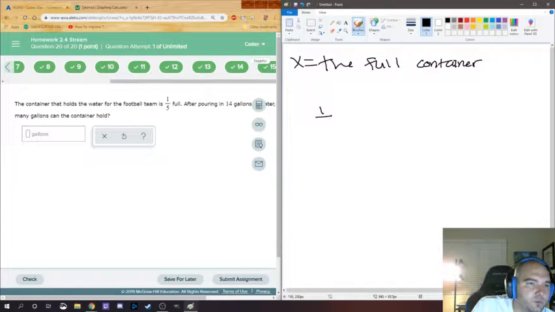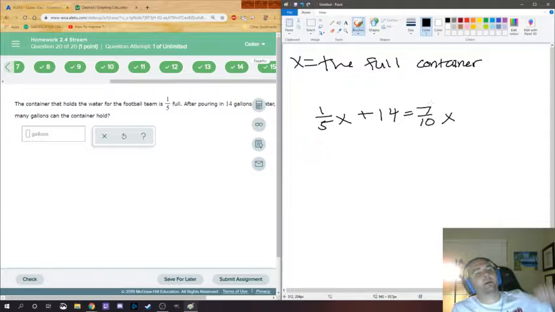So what we're saying is this: 1/5 of the full container, so 1/5 of x, plus the 14 gallons of water they add, makes 7/10 of a full container. So that's the setup on that one. So 1/5 times x, plus 14 gallons of water, now makes 7/10 of what the full amount could be. That was a little tricky to set up.